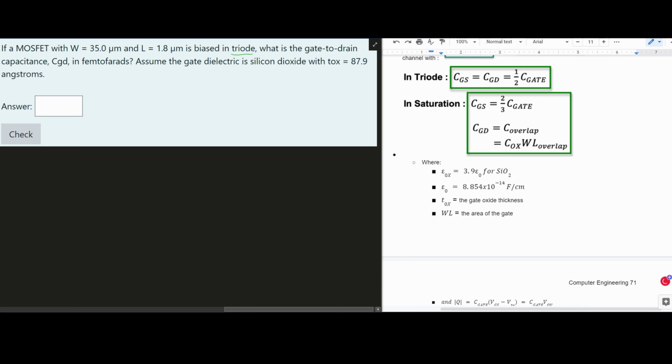For this problem, a MOSFET with W micrometers and L micrometers is biased in triode. I underlined this because it's an important part. What is the gate to drain capacitance CGD in femtofarads? We can assume the gate dielectric is silicon dioxide with a TOX of 87.9 angstroms. And an angstrom is in the notes linked below the like button.